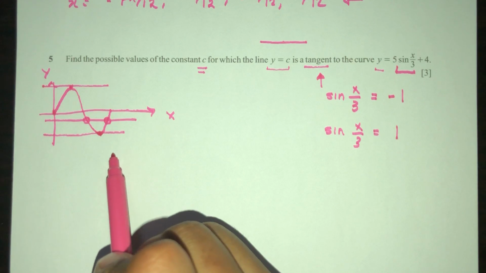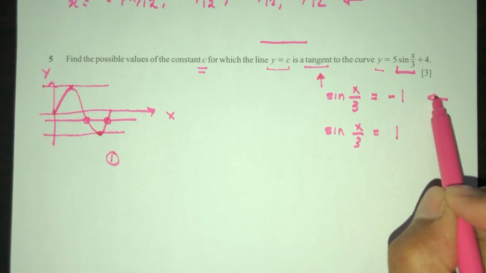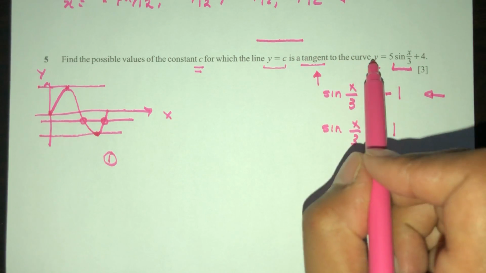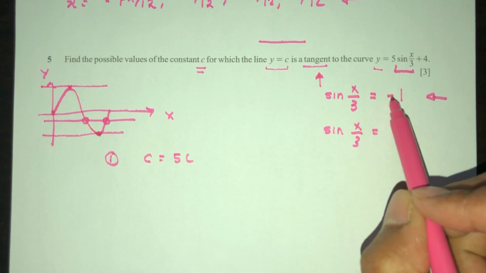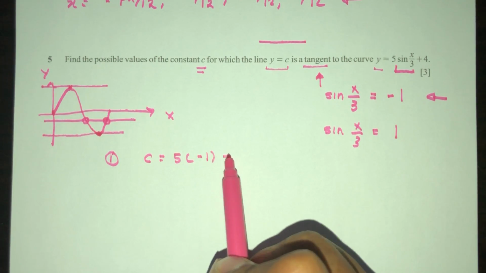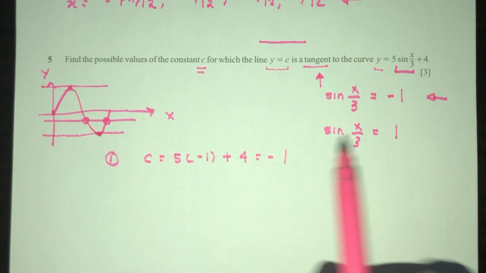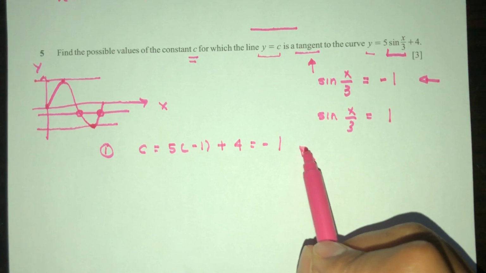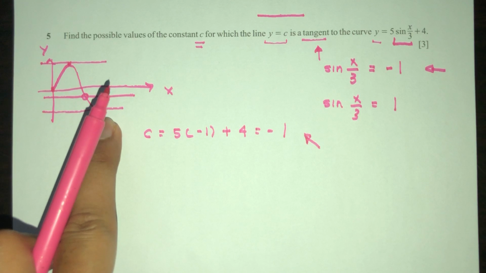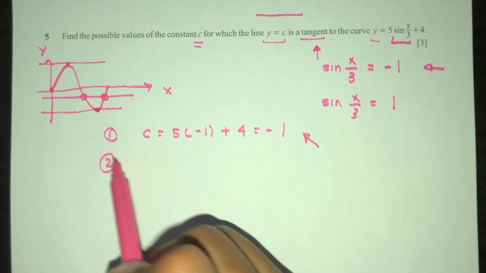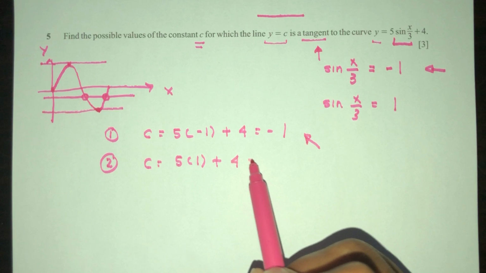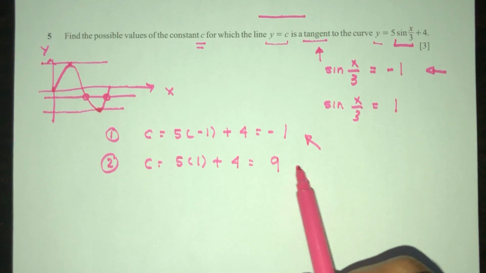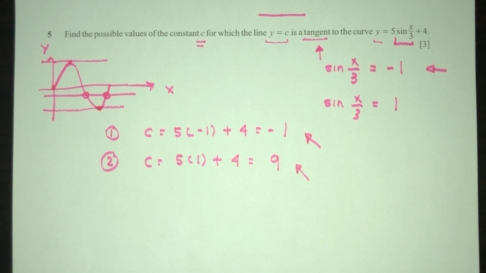So one by one, case number 1, when it is this value, replace y by c. You have c is equal to 5 times -1 plus 4, that will be -1. That's the first value. c can be -1 when it is at the minimum value. And second, c can also be 5 times 1 plus 4, which is equal to 9, the other value. So two values, -1 and 9, for the two values of c.